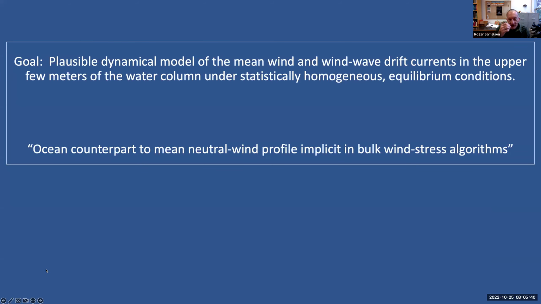So what I want to try to do here is propose what I think is a plausible dynamical model of the mean wind and wind wave drift currents in the upper few meters, just the upper few meters of the water column, under statistically homogeneous equilibrium conditions. You might think of this as sort of an ocean counterpart to the mean neutral wind profile that we think of and have for decades as being implicit in the bulk wind stress algorithms.